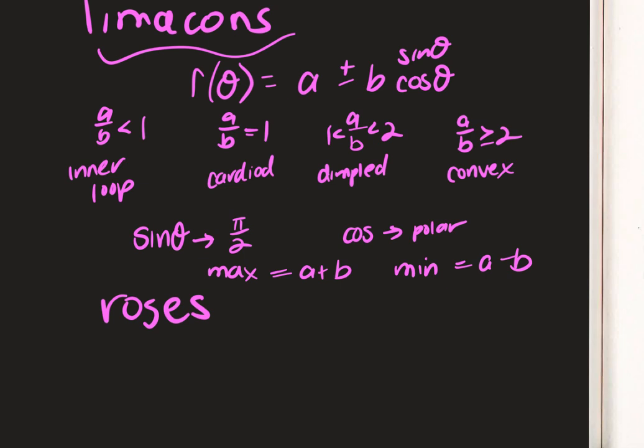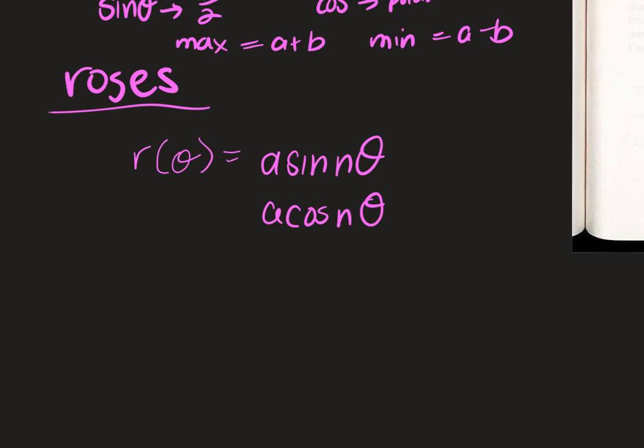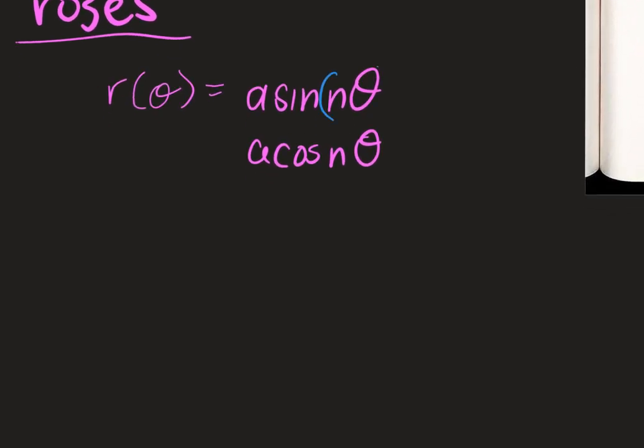Okay, then your roses were your r of theta equals a sine n theta or a cosine n theta. I can't remember what variable we used. I think we used a. This time there was something being multiplied by your theta. If n is odd, then there are n number of petals. N would be a number here, so if that's 3, then there'd be 3 petals.